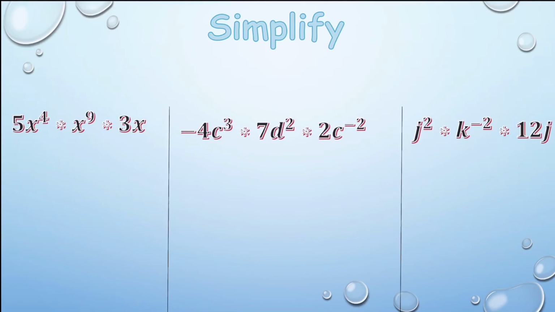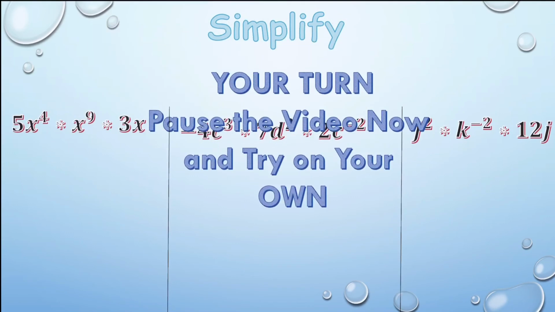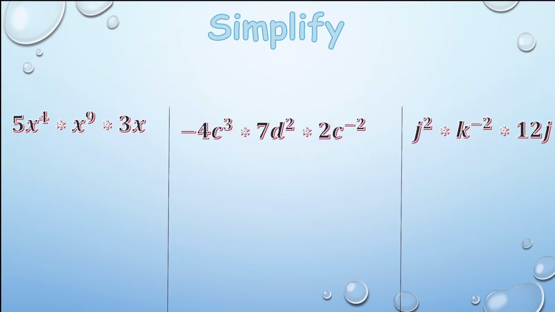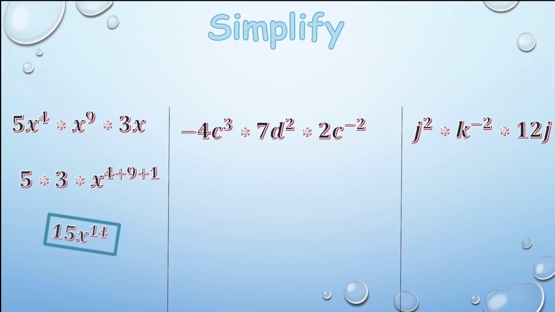When you have a number and you have a variable and it's being multiplied, we write it all as one. Okay, you know what time it is. It's your turn. So pause the video now. Try these on your own. And then, of course, we're going to go over them. Okay, let's see how you did. Again, my advice is reorganize them. Numbers with numbers, x's with x's. So 4 plus 9 plus 1 gives you 14, and then 5 times 3 is 15.